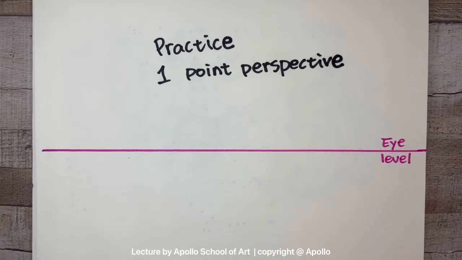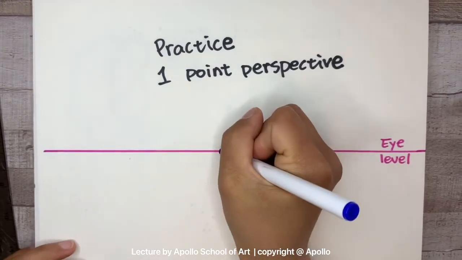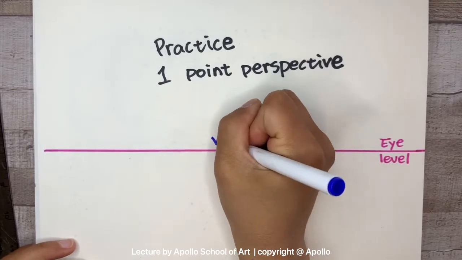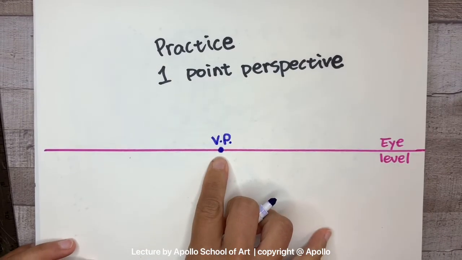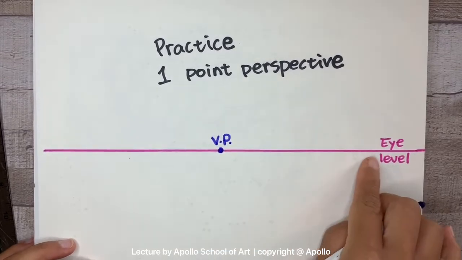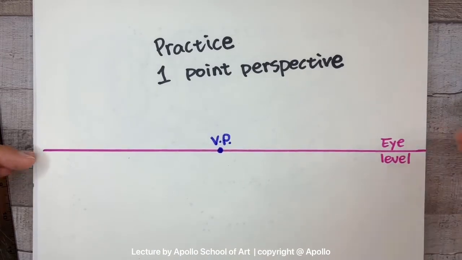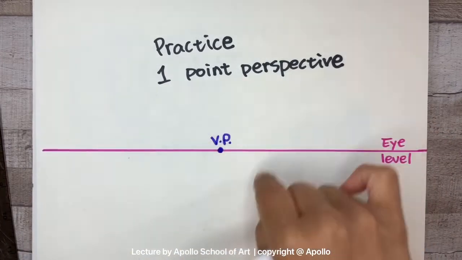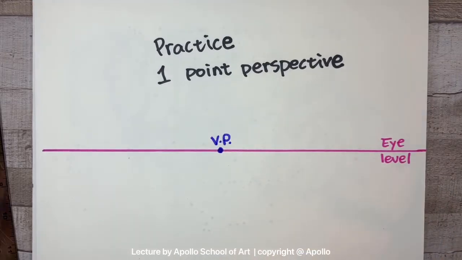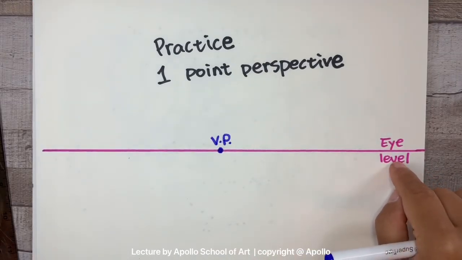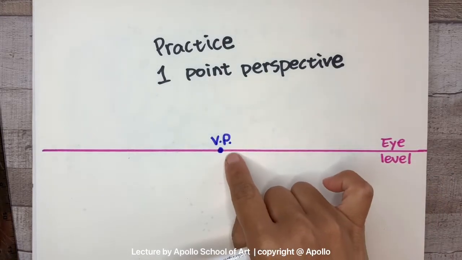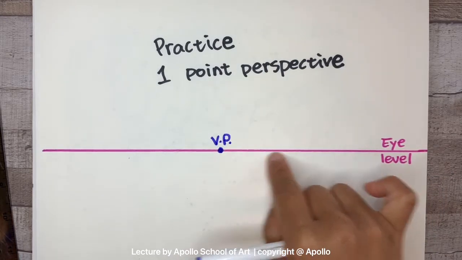Okay, then you have to find the vanish point. Remember I told you, you can have your VP, vanish point, on the center of the eye level, right or left, but it must be on the eye level. You can place your vanish point anywhere. So first, sign the eye level. Second, find the vanish point on the eye level.